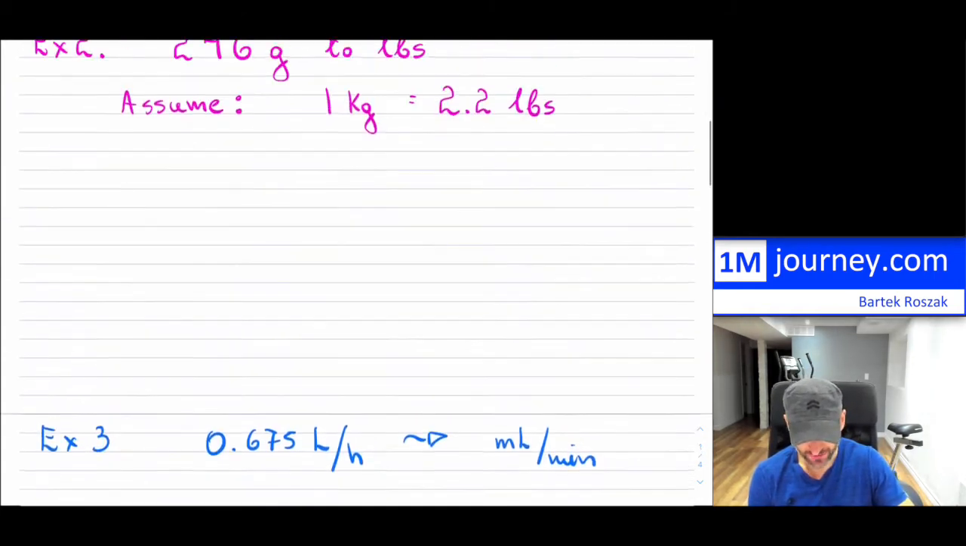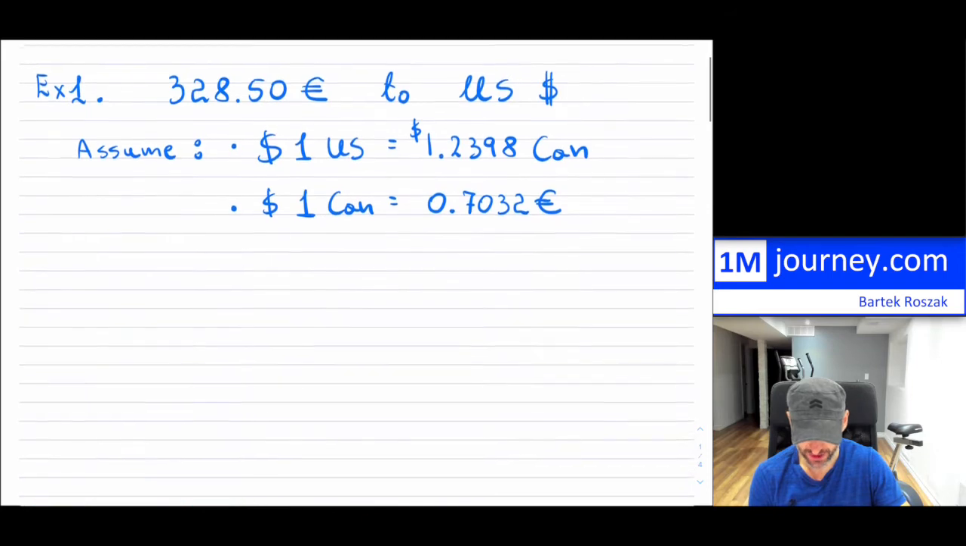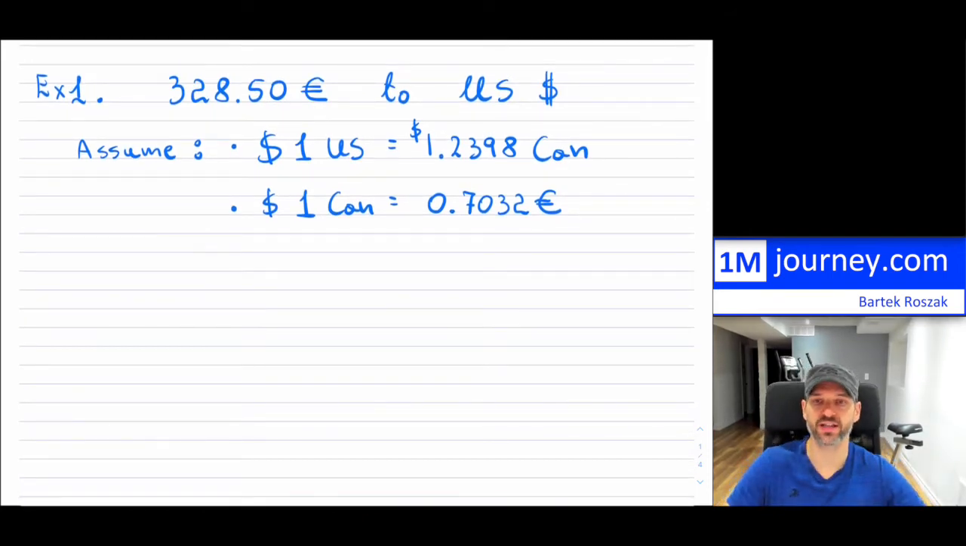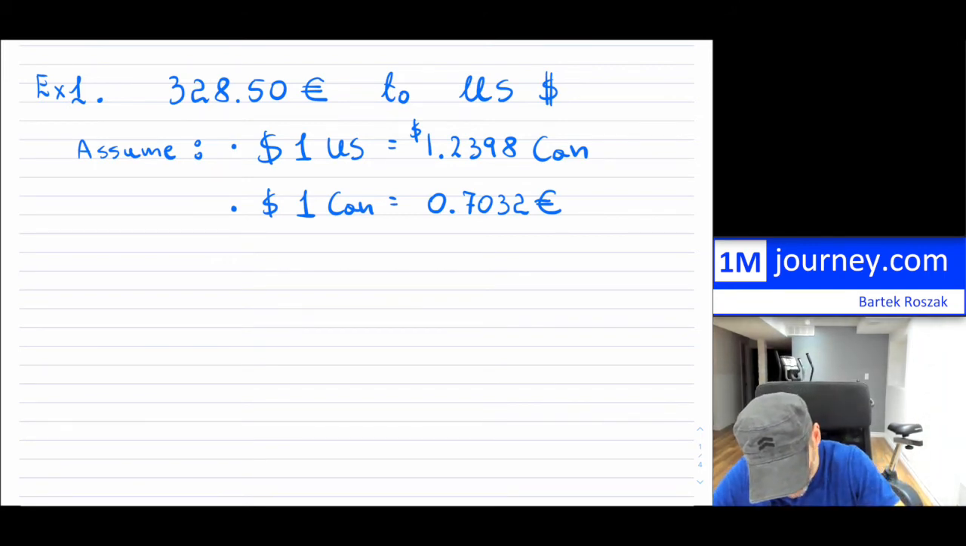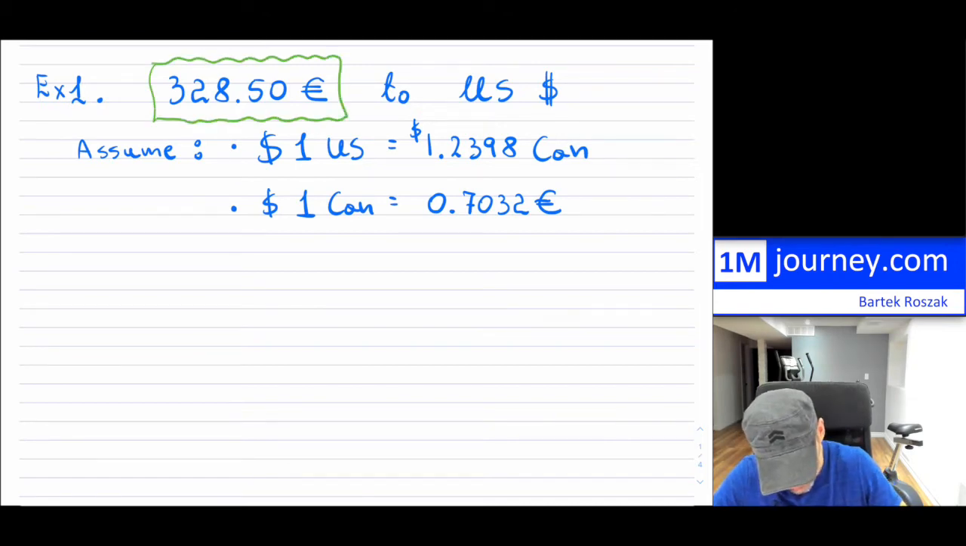So now let's dive into these actual examples and see how we can use these proportions and unit cancellations to scale from one unit to another. The way that I approach these is someone always gives you what they want you to convert. So I simply take that number. For instance, I'm going to take 328.50, and this is euros. So I do keep the actual unit itself.